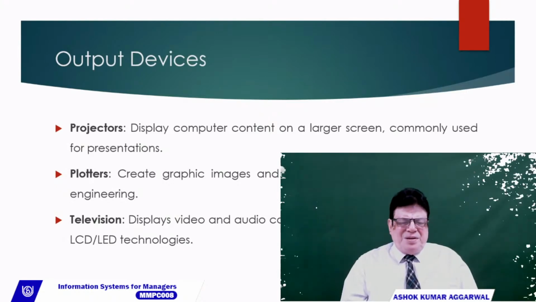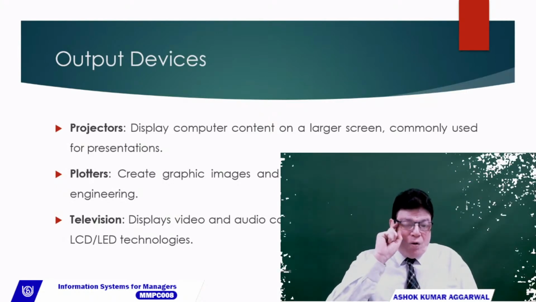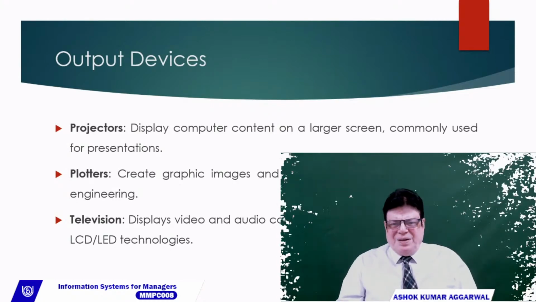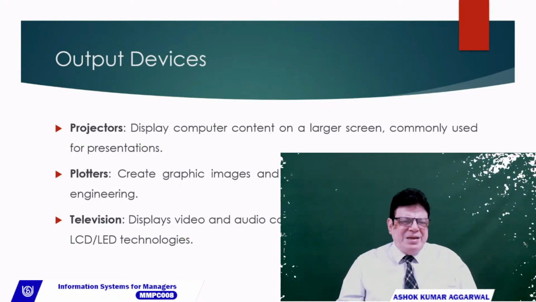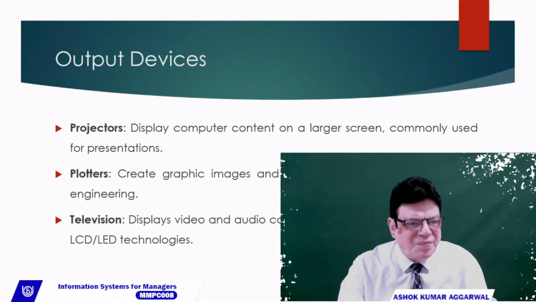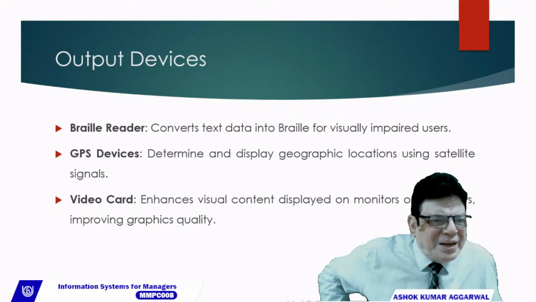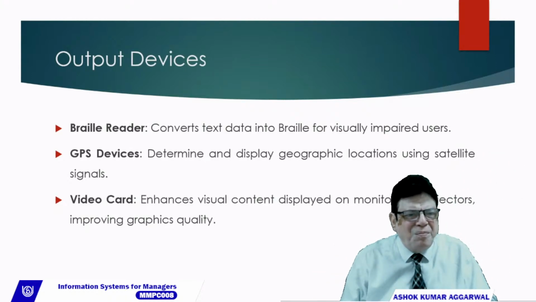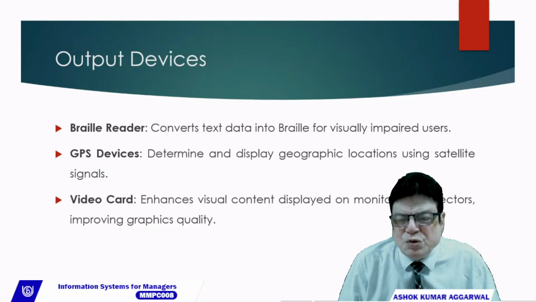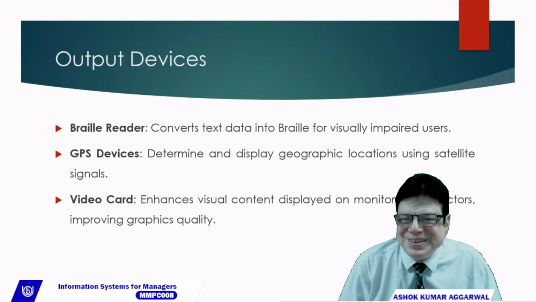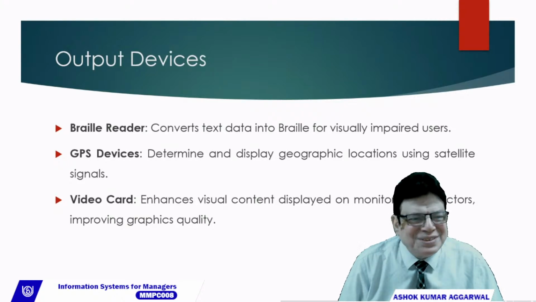Television displays video and audio content, evolving from CRT to modern LCD, LED technologies. Next is Braille reader, which converts text data into Braille for visually impaired users. You will find blind people also working on computers.